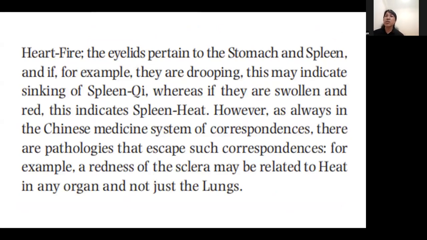The eyelid pertains to the stomach and spleen. And if, for example, they are drooping, this may indicate sinking of spleen chi, whereas if they are swollen and red, this indicates spleen heat. However, as always in the Chinese medicine system of correspondences, there are pathologies that escape such correspondences. For example, a redness of the sclera may be related to heat in any organ and not just the lungs.